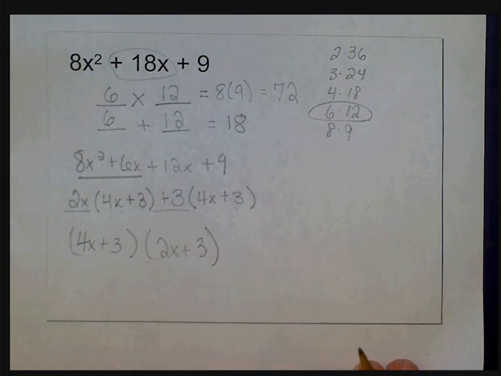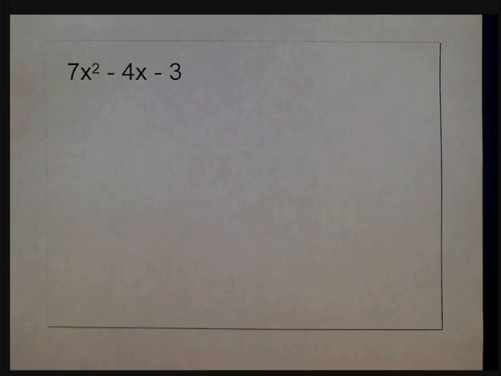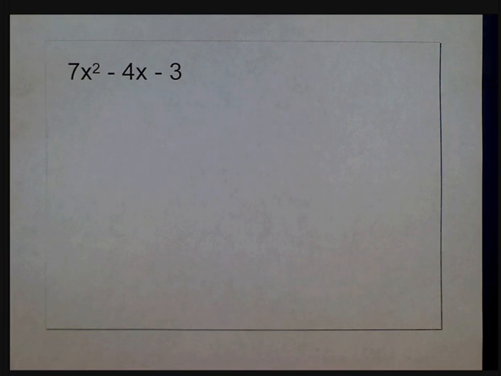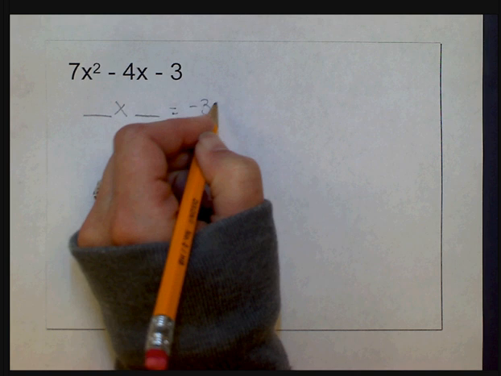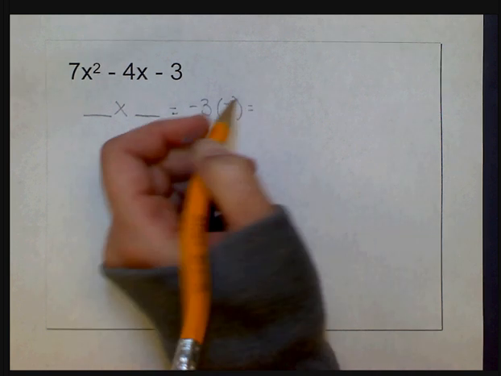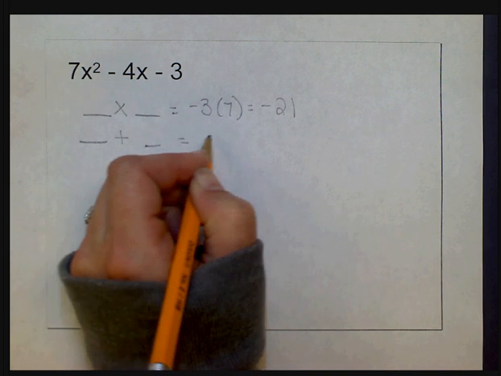All right, I have 2 more examples for you. So I got 7x squared minus 4x minus 3. So I'm looking for 2 numbers that will multiply together to give me negative 3 times 7, which is negative 21, and that will add together to give me negative 4.